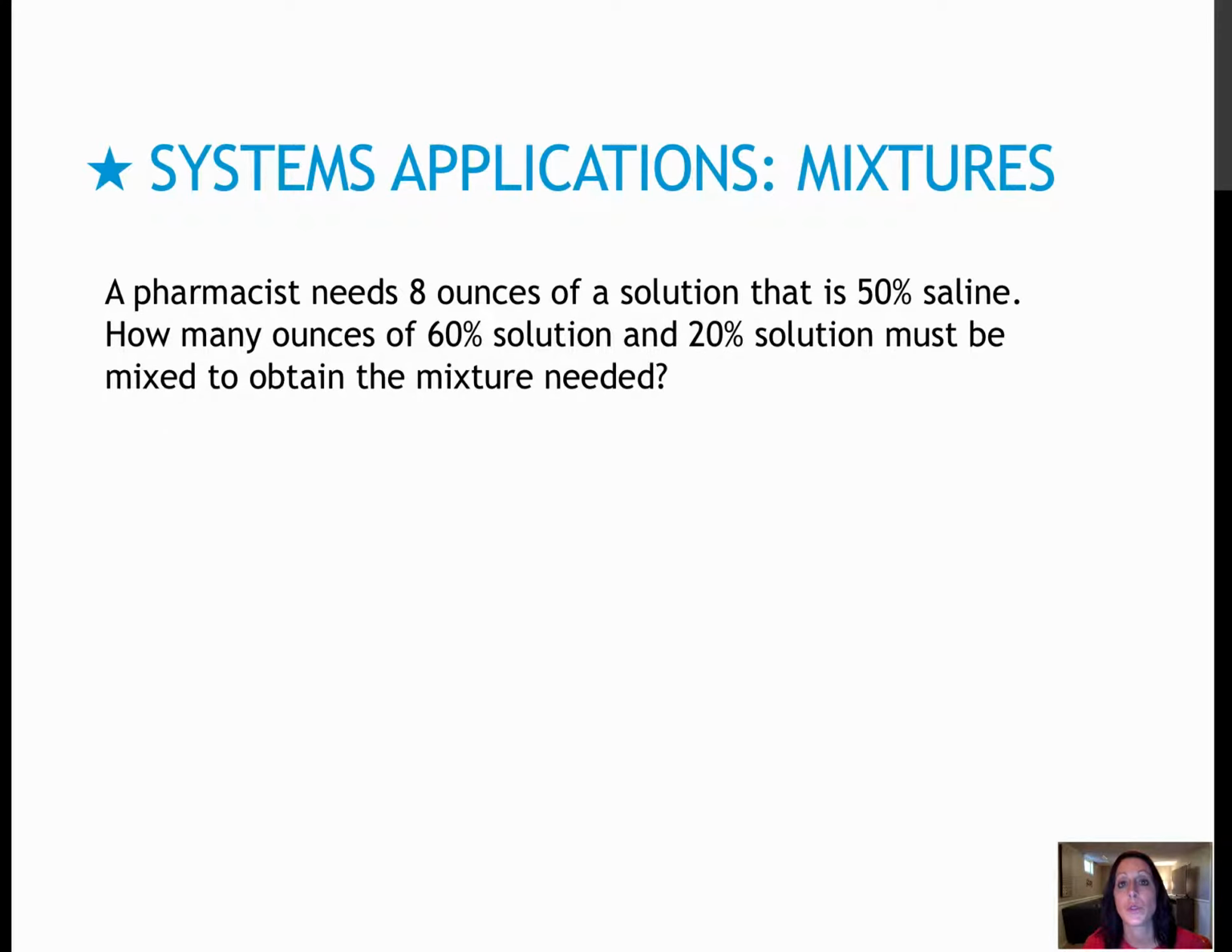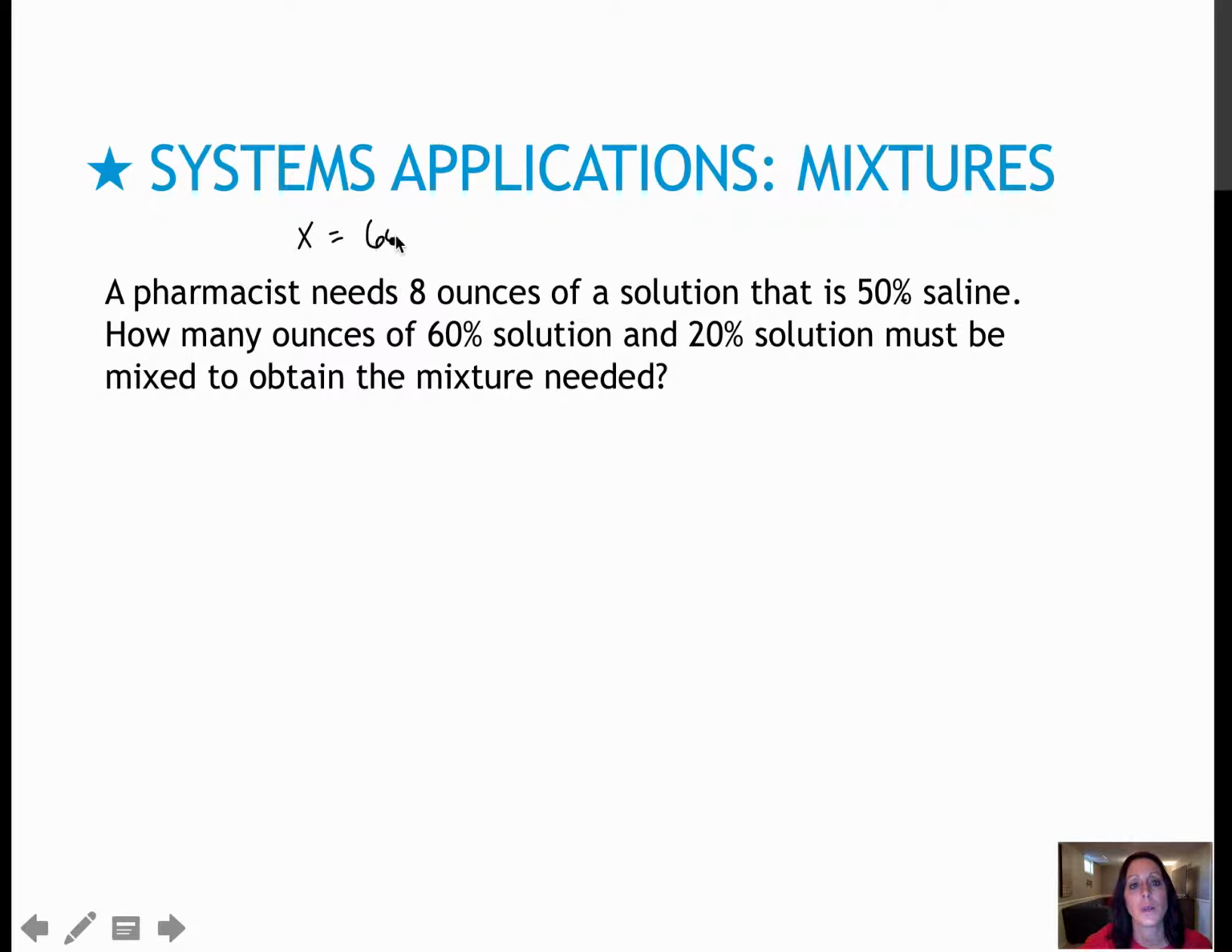A similar one for you to try, so press pause, then try this question, press play to check your work. Again, we're dealing with ounces this time, but it's the same concept. We need 8 ounces of 50% saline. So we have two choices. We have 60% and 20% solution.